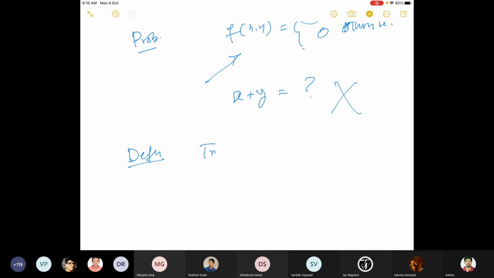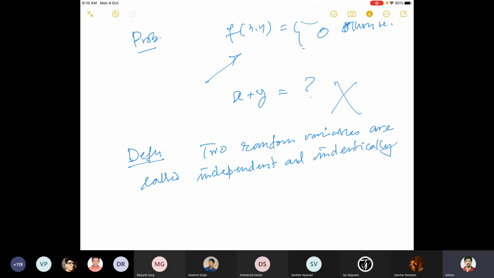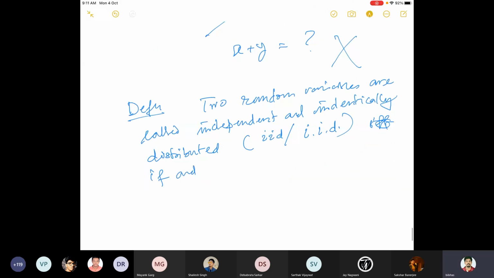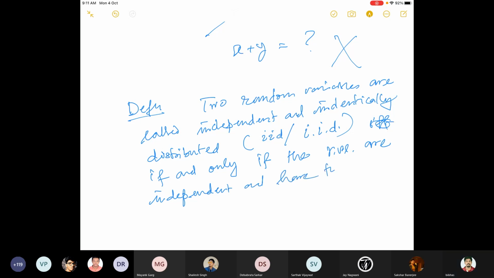Two random variables are called independent and identically distributed, in short notation IID or I.I.D., if and only if the random variables are independent and have the same distribution.